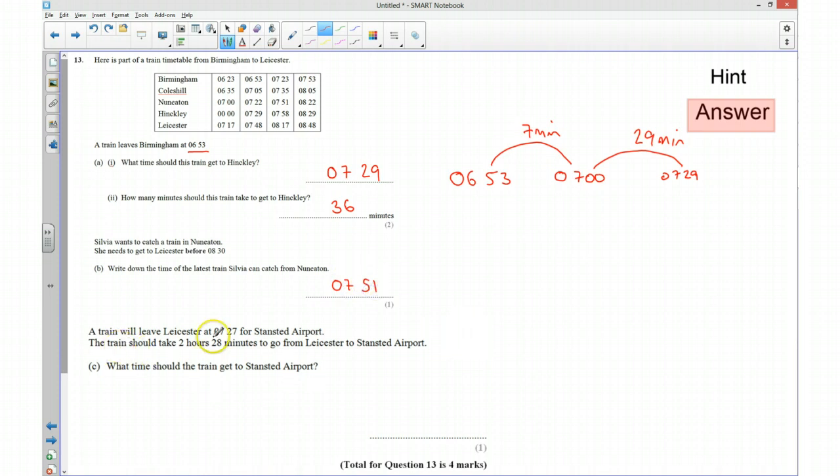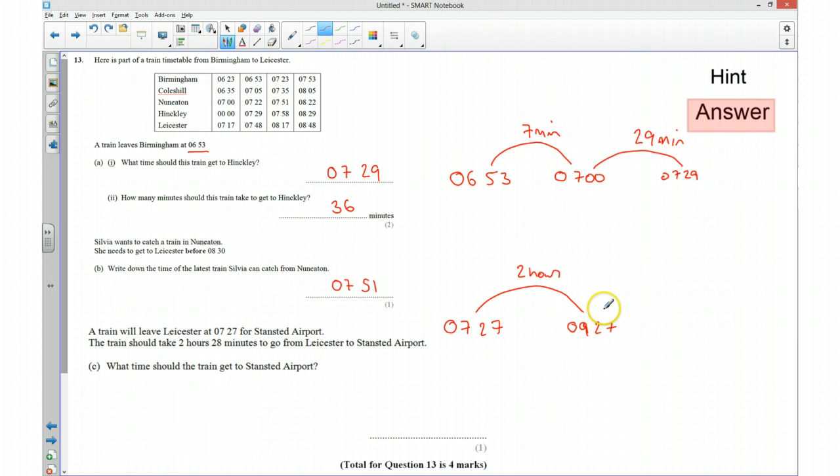Okay, a train will leave Leicester at 7:27 for Stansted Airport, and the train takes 2 hours 28 minutes to go from Leicester to Stansted Airport. What time should the train get to Stansted Airport? So if it leaves at 7:27 and then it takes 2 hours and 28 minutes, well, I'm going to go 2 hours first of all, so that's going to take me to 9:27.